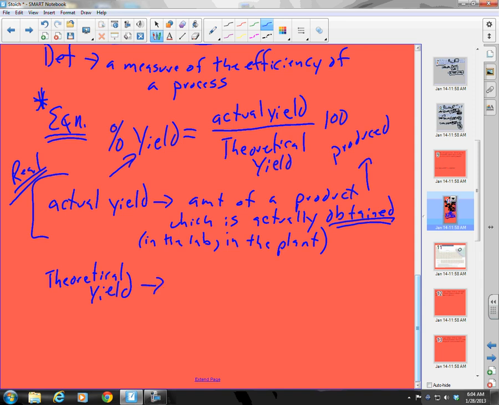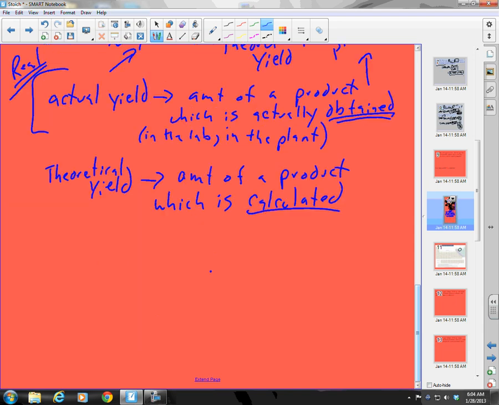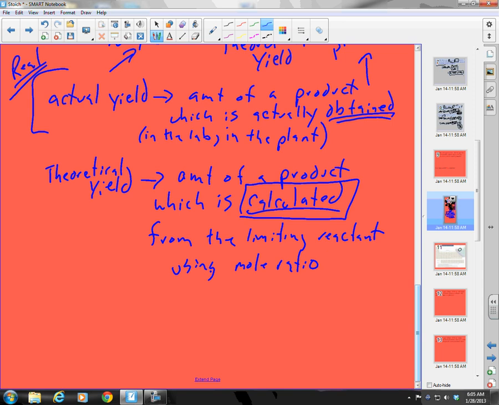Good. What's my theoretical yield? Well, my theoretical yield is the amount of a product which is calculated from the limiting reagent or reactant using the mole ratio. That is my theoretical yield. It is a calculated quantity. Can I touch that? No. Can I taste it? No. Can I stick it in my ear? No. It doesn't really exist. It only is something that I predict, that I calculate from my limiting reagent. That's the difference. Cool.